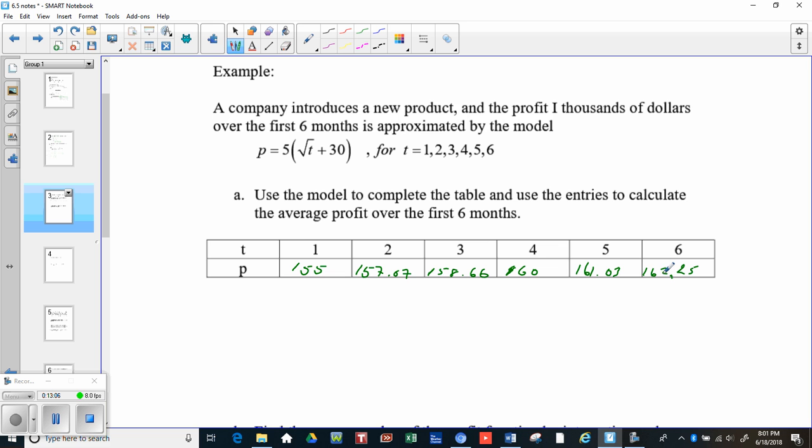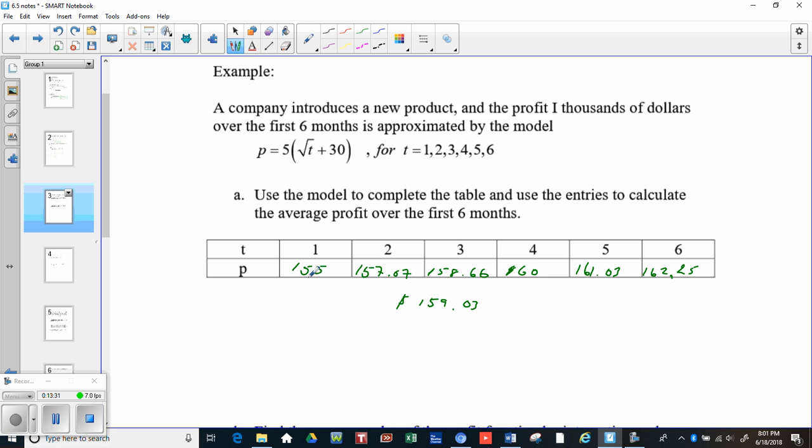So those are your average, that's your profit for the first 6 months. So if you just took these 6 numbers, added them up, and divided by 6, which would give you the average, it would be 159.03 or so for your profit. And that's really how you would average the first 6 months there.